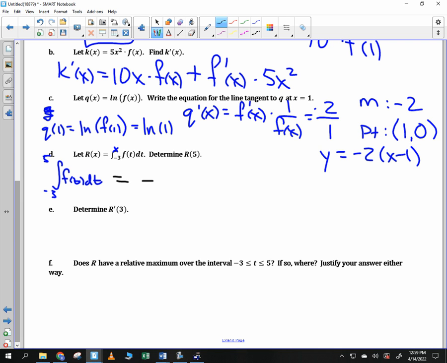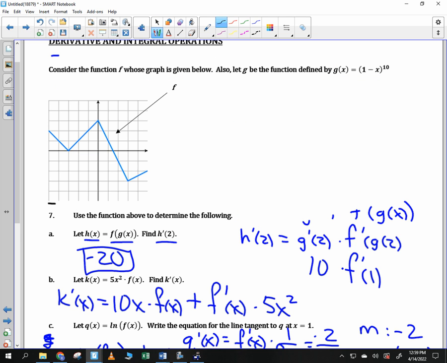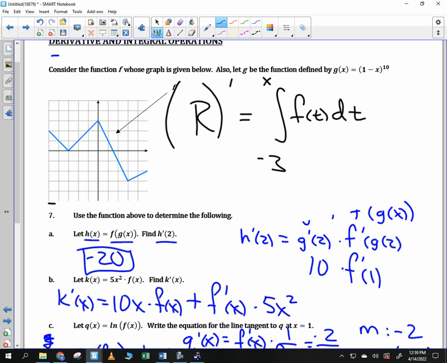We got negative 1/2. And now it says determine R prime of 3. Oh boy. Interesting. So you might be tempted to just kind of stare at it. Don't stare at it. Write something down. That's what R is, right? What are you doing to R? You're taking the derivative, right? So let's take the derivative of that and you get R prime.